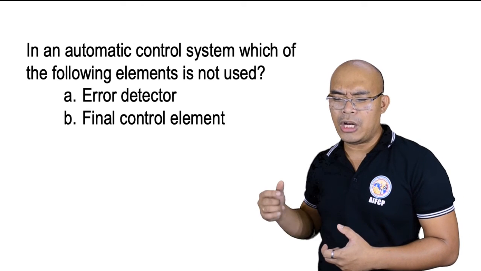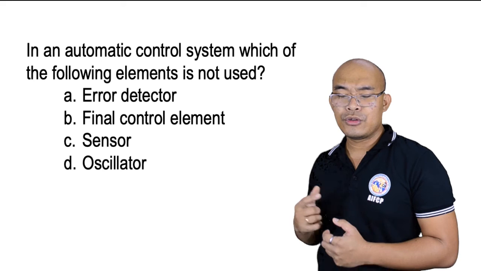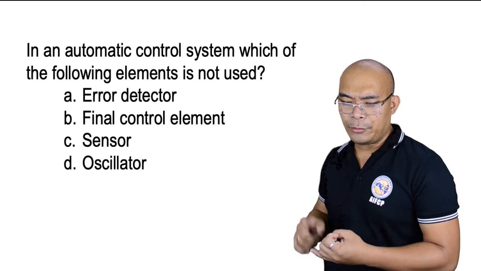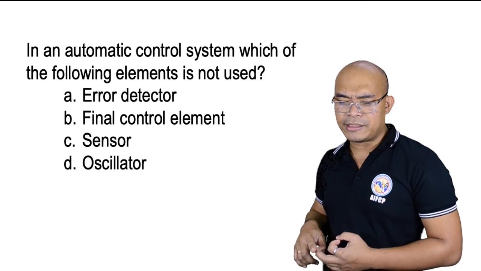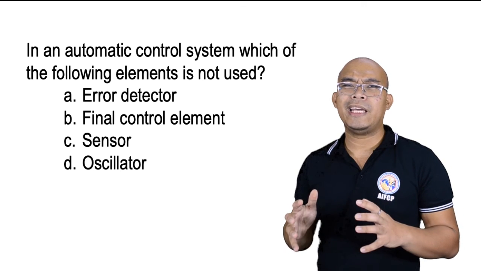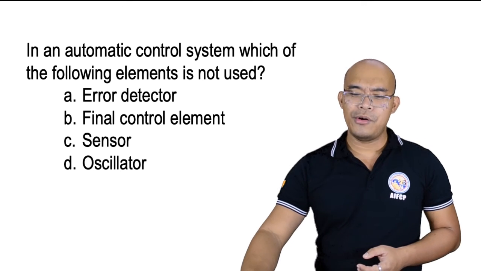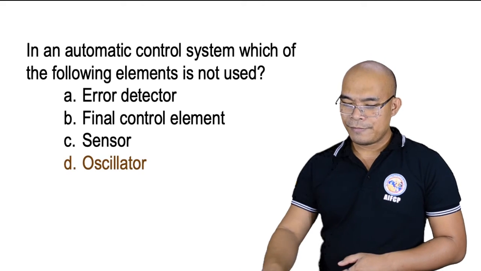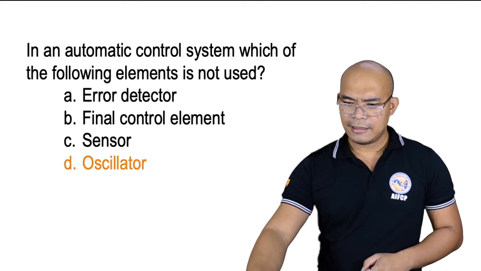Okay? So next is, in an automatic control system, which of the following elements is not used in closed loop control? We have the error detector, the final control element, the sensor, at saka oscillator. Okay? So pag tiningnan mo yung block diagram mo, yung wala lang dito is yung oscillator.